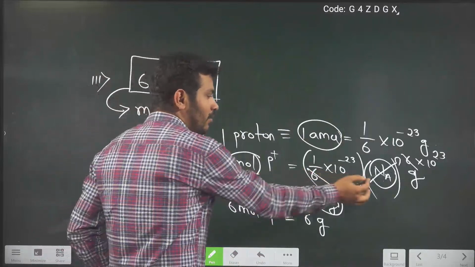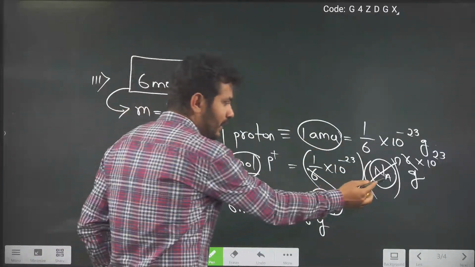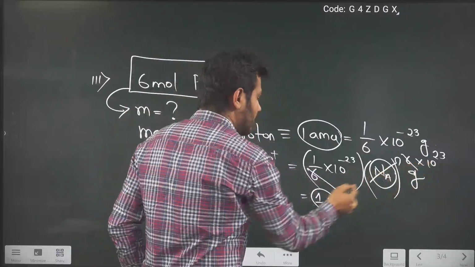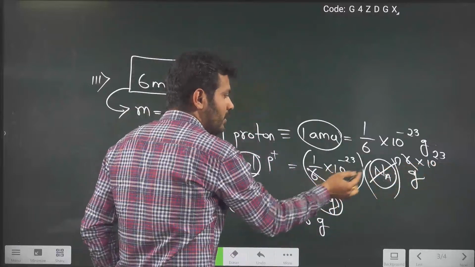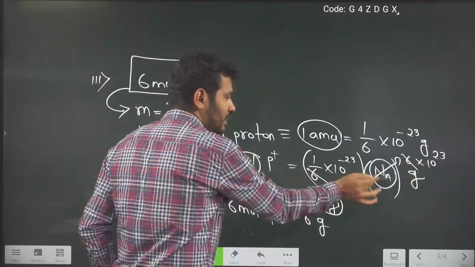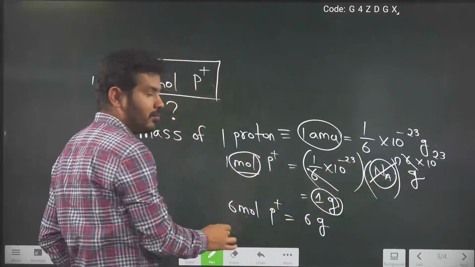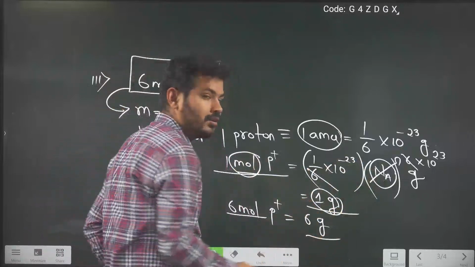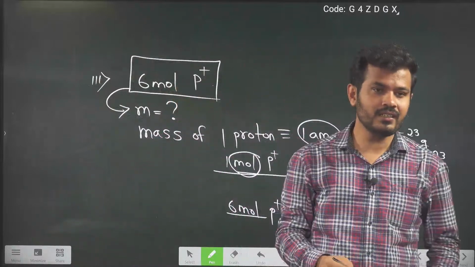Okay, so the mole I have multiplied by Na. And what is Na? 6 into 10 to the 23. If you cancel this, 10 to the minus 23 and 23 cancel, 1 by 6 and 6 cancel. So we are getting 1 gram. If 1 mole is 1 gram, 6 mole will be 6 gram. Is it clear?